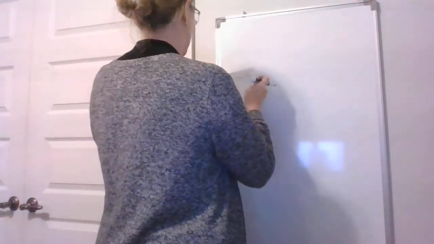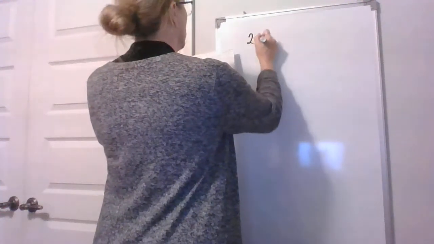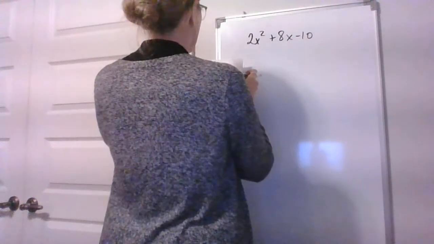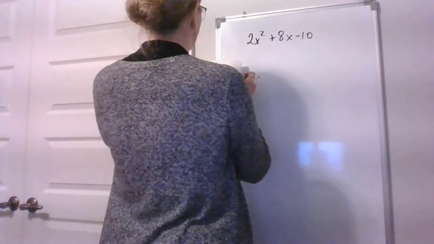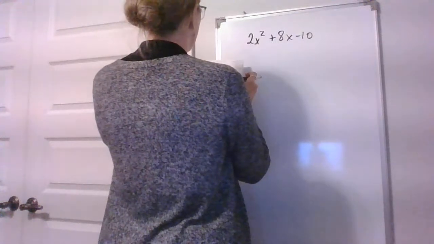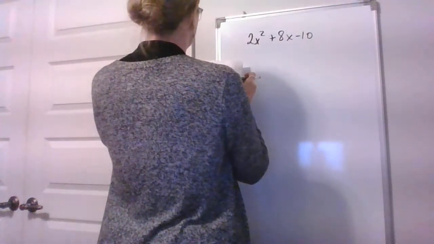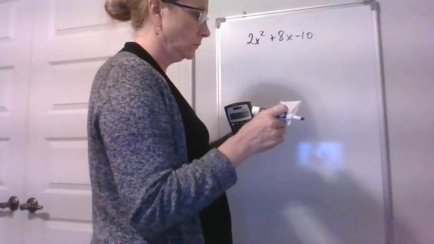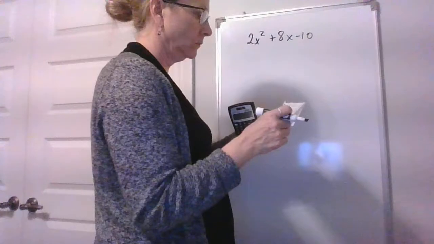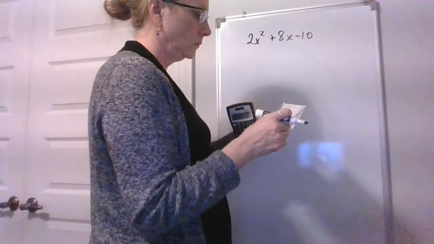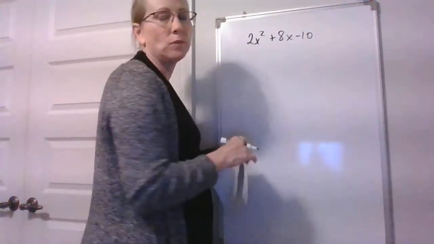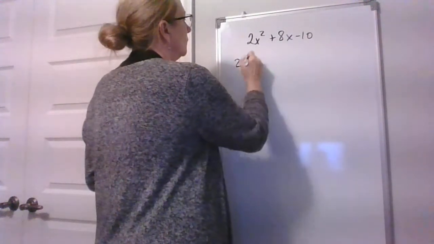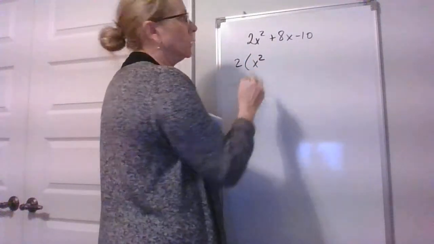Okay, so for trial and error, let's look at this one. 2x squared plus 8x minus 10. All right. 2x squared. Okay. Well, I actually have a GCF in this one too. So I'm going to go ahead and take that out so you won't have to work too hard there.